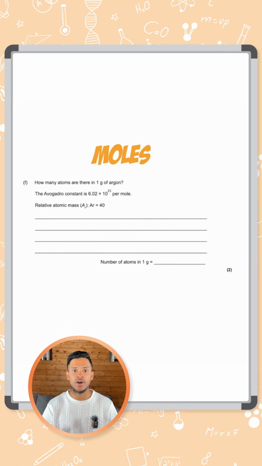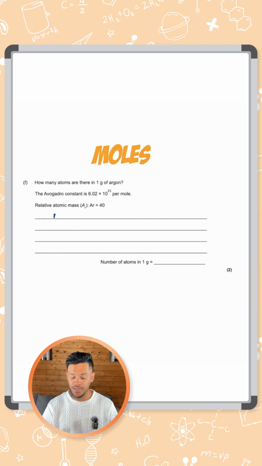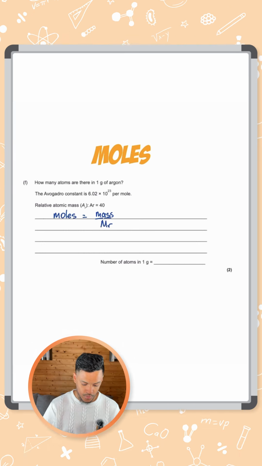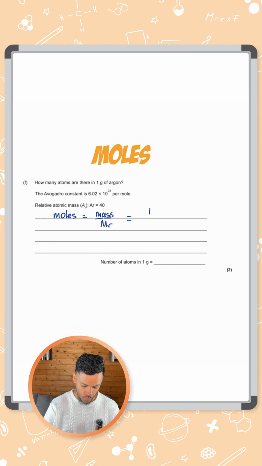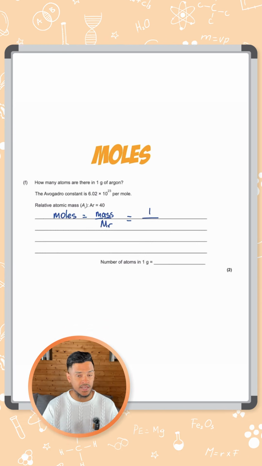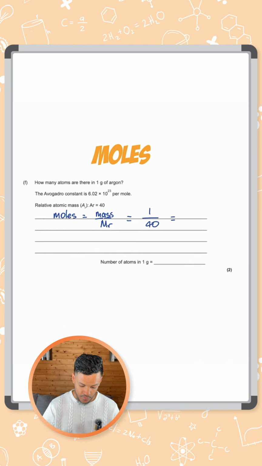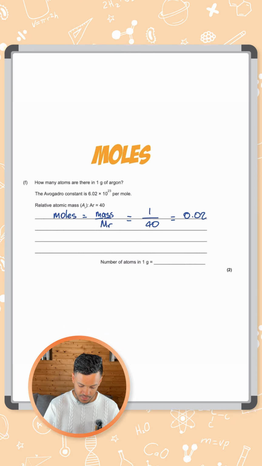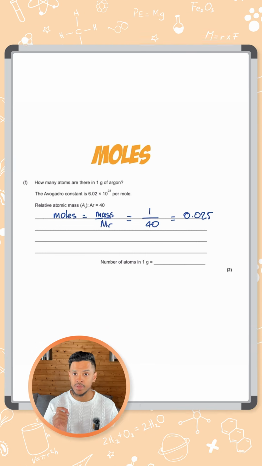If we have 1 gram of argon, what you need to do first is work out how many moles that is. And to do that, you have to use the equation moles equals mass over Mr. So let's sub the values in. We've got 1 gram as our mass, and our Mr, or Ar in this case, because we're dealing with an element, is 40. 1 over 40, which is 0.025. So that's how many moles of argon we have.